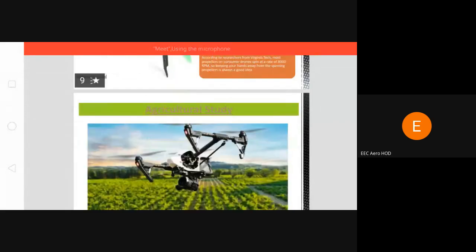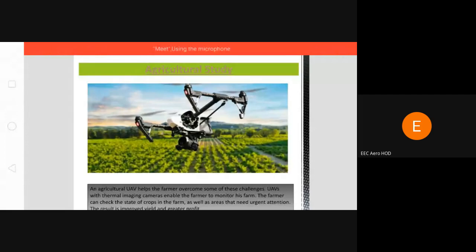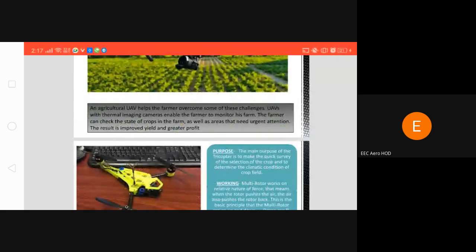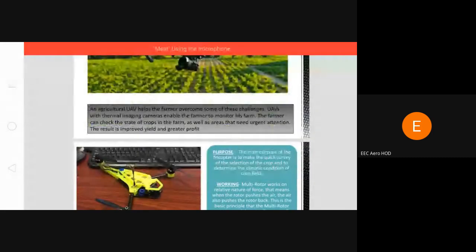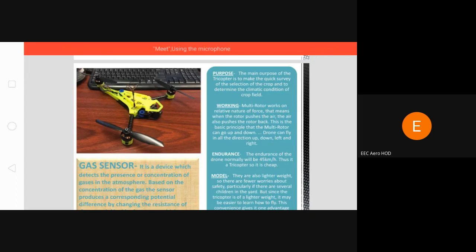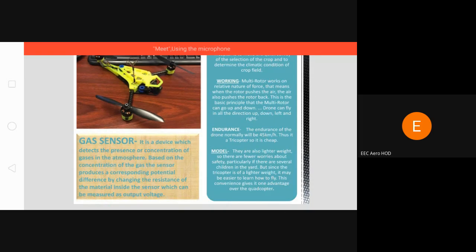I told that it is mainly designed for agricultural study. So the farmer will be able to choose which type of crop he needs to decide, because every crop has its own advantages. The farmer should be very aware about which type of climatic condition is suitable for which crop, and how much light, sun, and what the water absorbing ability of each crop is. So it is very essential to design such a tricopter. The purpose of our tricopter is to make a quick survey of the selection of the crop and to determine the climatic condition of the crop field.